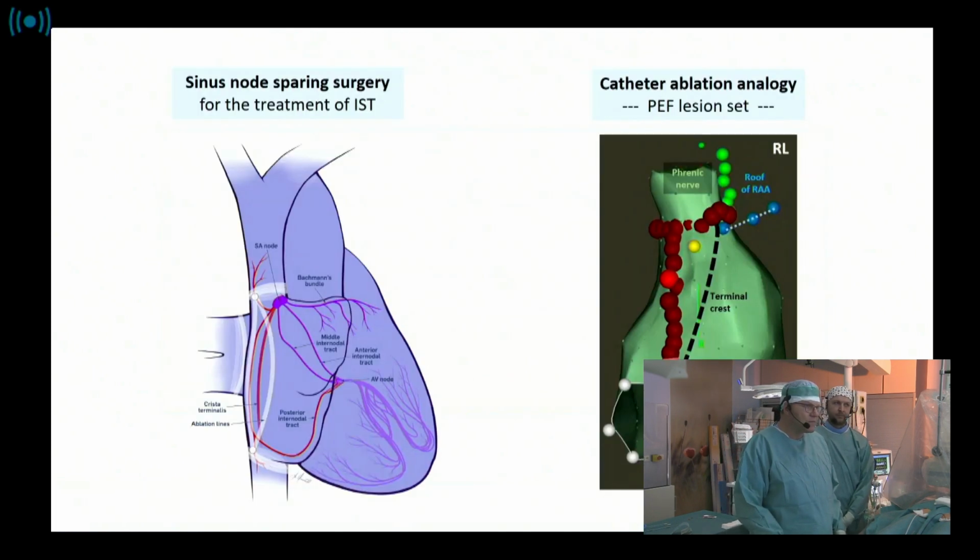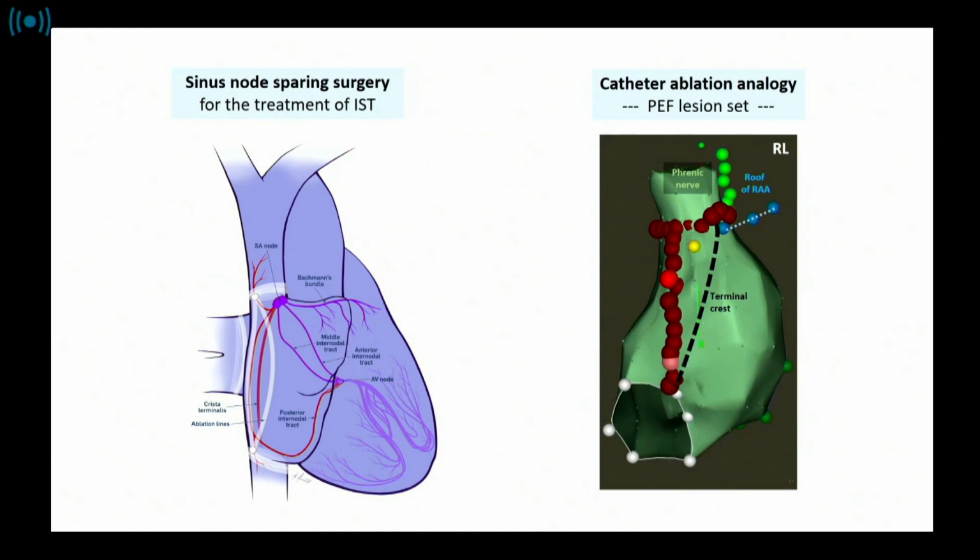Next slide, please. So on the left-hand side, this is the figure you probably have seen already in the presentation of Carlo Asmundis. This is the proposed lesion set during the thoracoscopic surgical sinus nodal modification, sinus nodal sparing ablation for inappropriate sinus tachycardia. And on the right side, this is CARTO map of what we try to reproduce by using pulse field energy, because there are at least 2 benefits of pulse field energy.